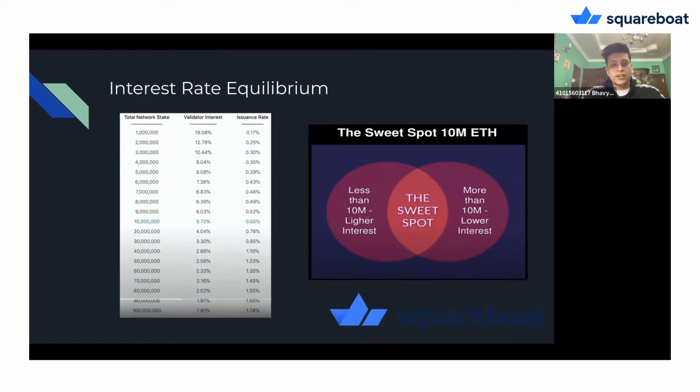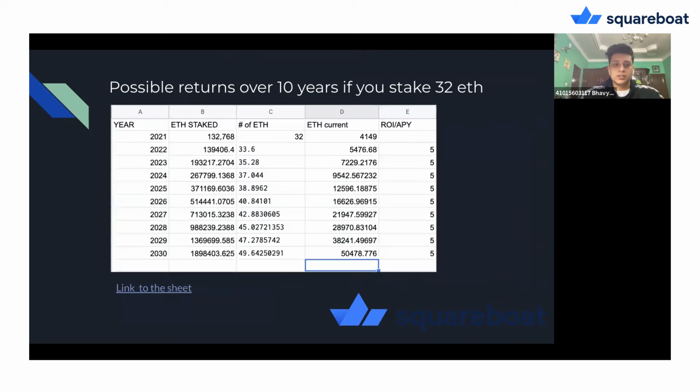So what's the perfect number of stakers that needs to be there so as to get a decent interest? Let's say if the network consists of 10 million validators, then the interest rate would be around 5.72%, and that's the sweet spot. If the number of validators increases, the interest rate decreases, and vice versa. So according to me, that's the sweet spot in this situation.